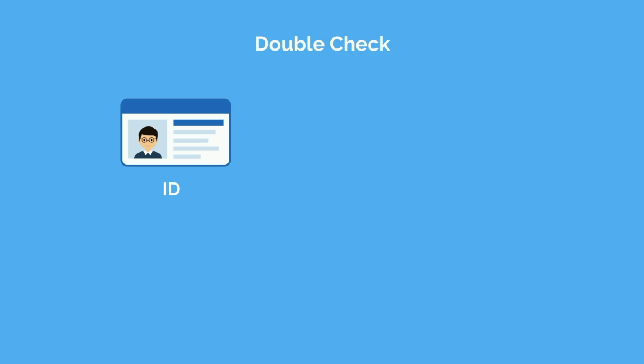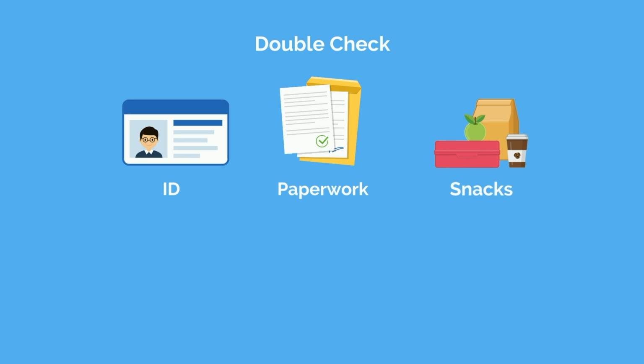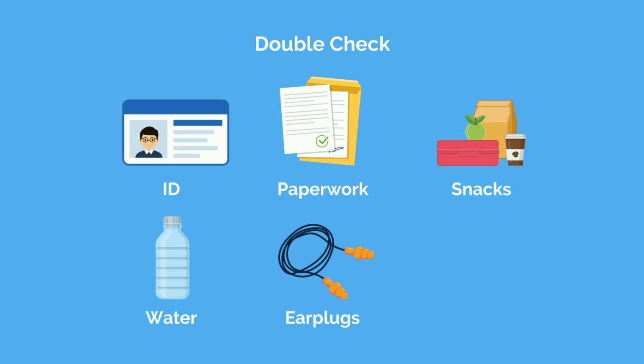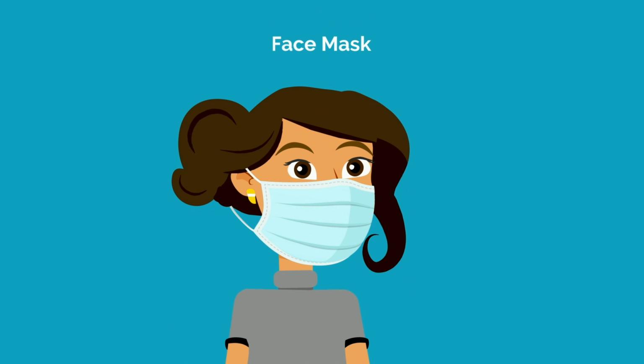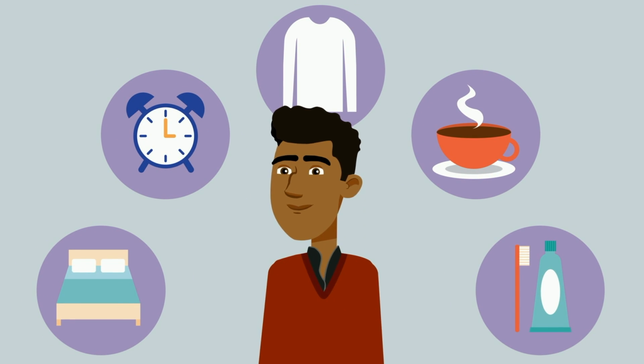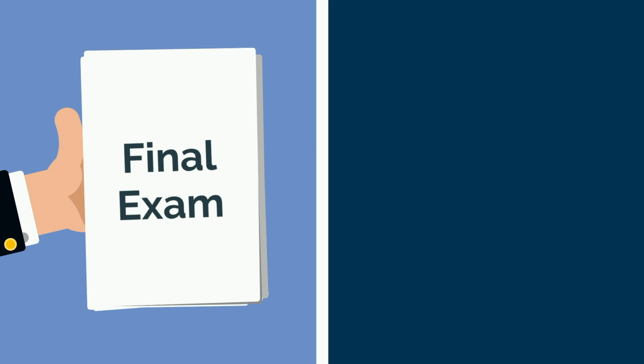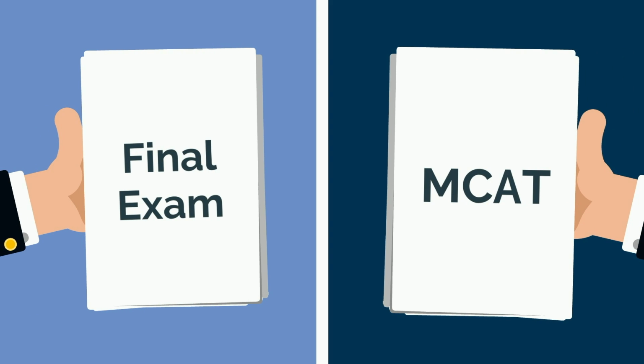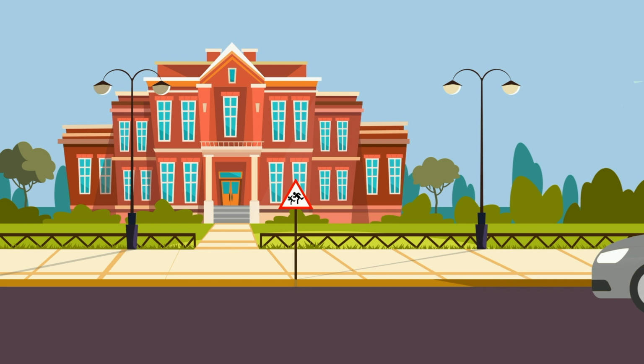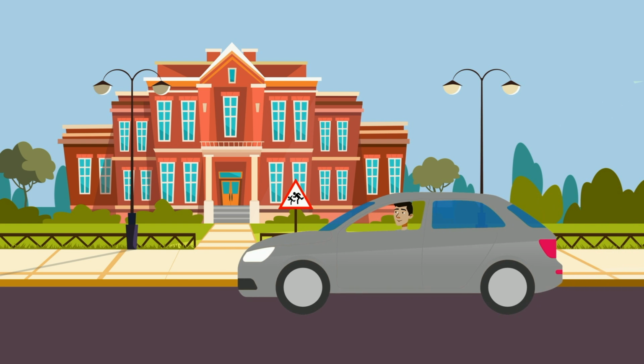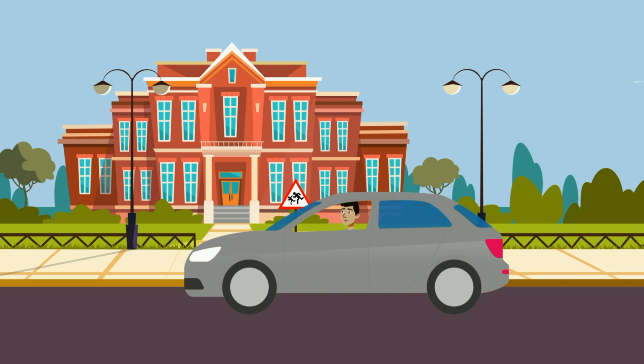Do a double check that you have everything situated for the morning, including your ID, your test center paperwork, snacks, water, earplugs, layers to accommodate for temperature fluctuations, and a face mask given the current times. Approach this day just as you would any other day when you took a practice test. Regardless of whether this is a final for class or a higher stakes exam like the MCAT, it's always a good idea to show up earlier than you need, just in case there are unforeseen delays. This also gives you a bit of time to use the bathroom and get situated.